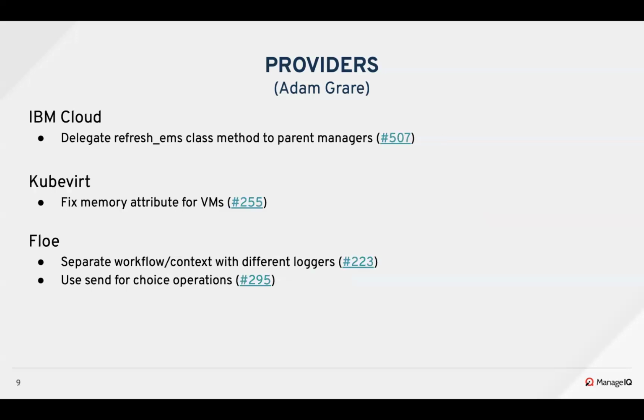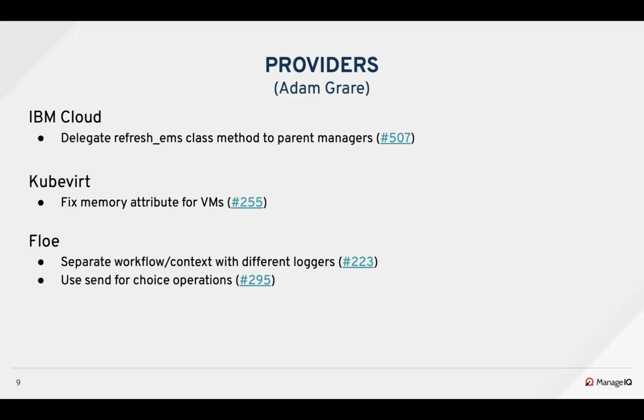IBM Cloud also had a similar issue with the schedule timer. So he made a change to delegate for VPC and Power VS network managers up to the parent. Nasser also fixed a memory parser bug on KubeVirt. They changed where they were storing the memory attributes for the KubeVirt VM, so we updated it to handle the old location as well as the new one.